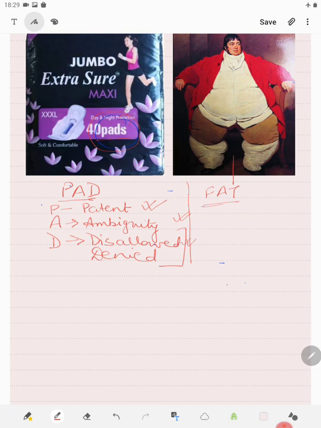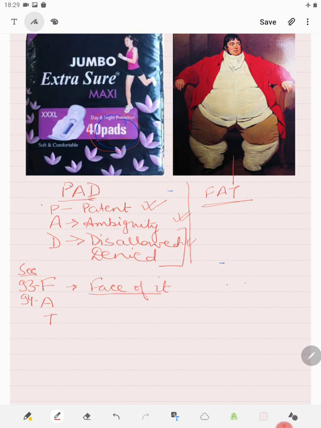Now, what does this FAT mean? This FAT, F, A and T. This is related to section 93. This is related to section 94. Now, F stands for on the face of it.